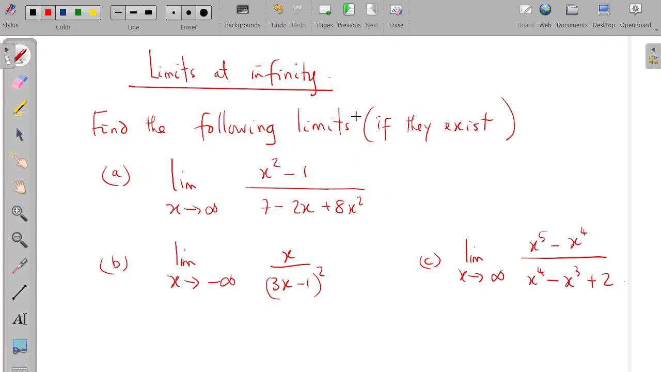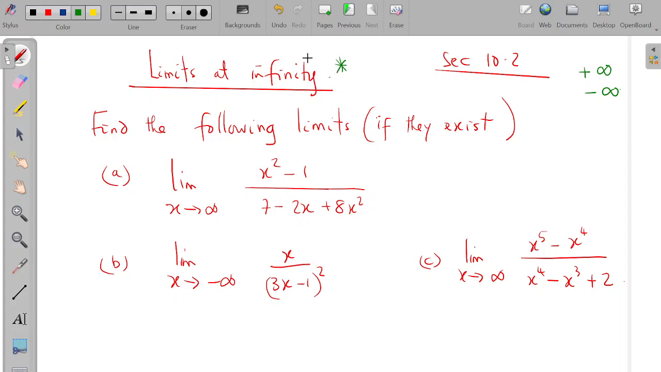Okay, so we come to this problem session from session 10.2, where we have limit at infinity. Limit at infinity is when we have the limit of x going to infinity, either to positive infinity or to negative infinity. So anytime you see that the limit is going to infinity, either positive or negative, that is what we call limit at infinity.